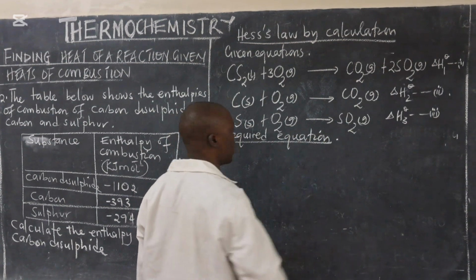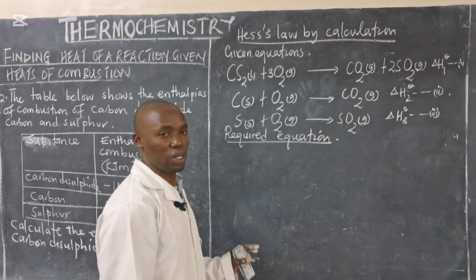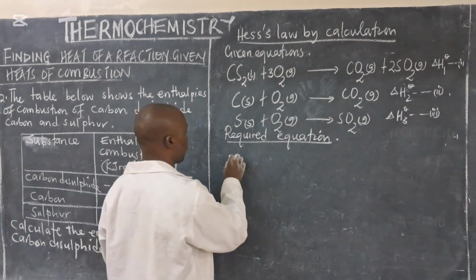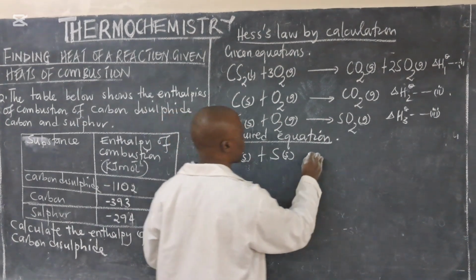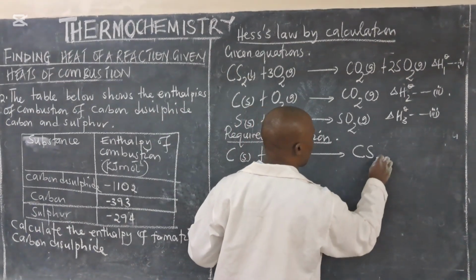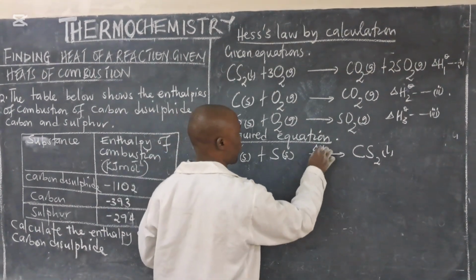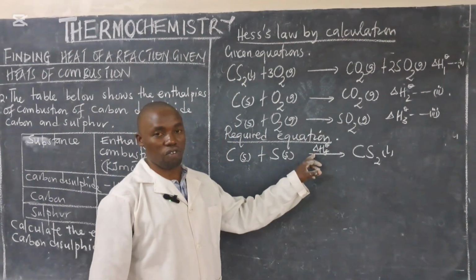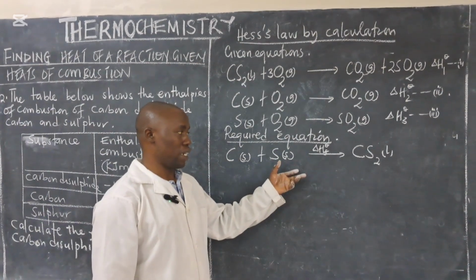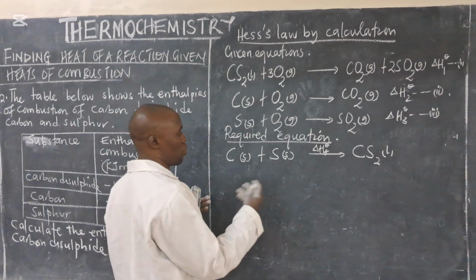Required equation here. We are required to write the equation for formation of carbon disulfide. Carbon disulfide comes from carbon and sulfur, giving us carbon disulfide liquid. So we are looking for this formation value. The reaction might not necessarily be a formation one, but it depends on what the question is asking. So write what you want.